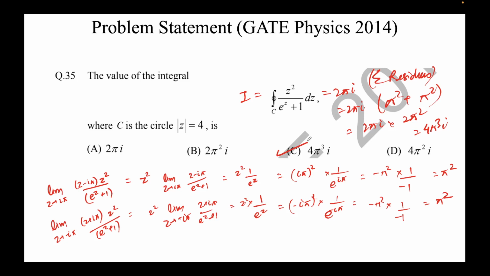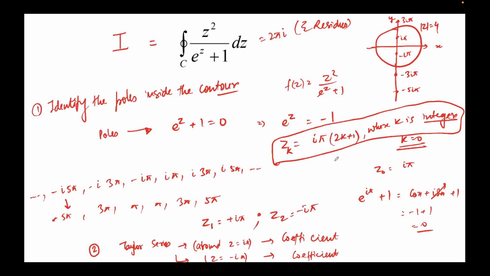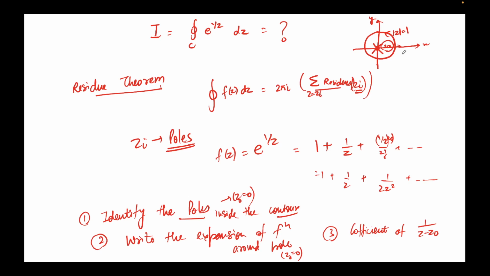Just as I was talking earlier, there are two approaches of finding the residues. That's what I was coming to here in the previous question, because the pole was at z equal to 0, and we already knew the expansion for e to the power 1 by z, so it was fairly simple just to write this. It was a better approach to write the expansion for the exponential rather than going through the limit thing, and we simply could just find the coefficient of 1 over z minus z naught. Z naught was 0, so that was the approach over there.